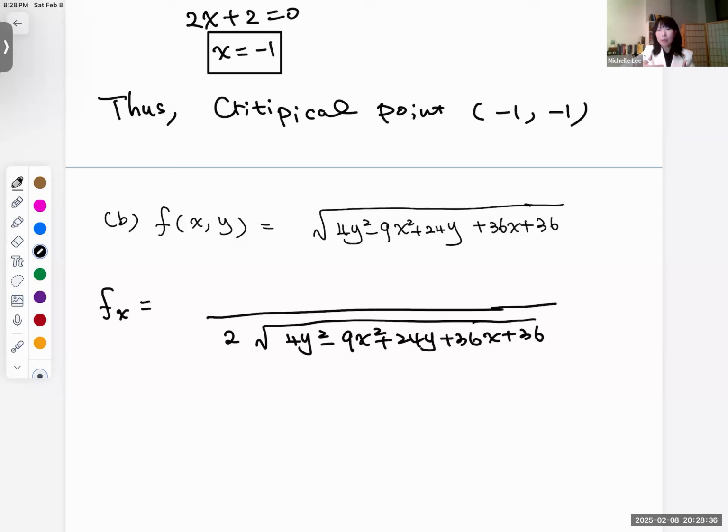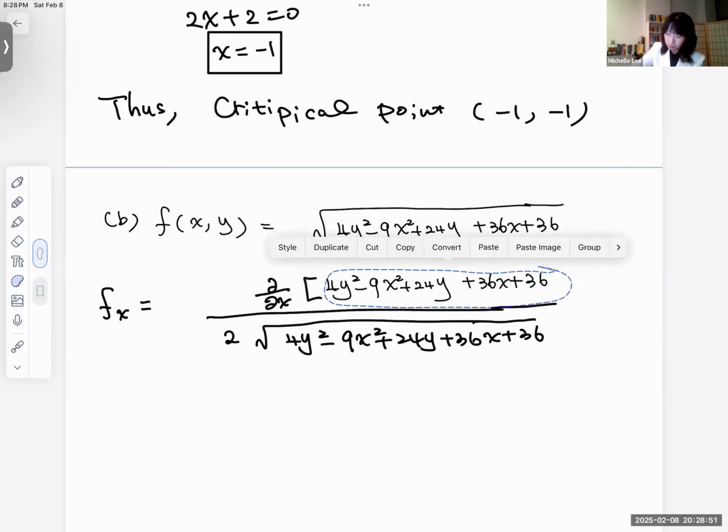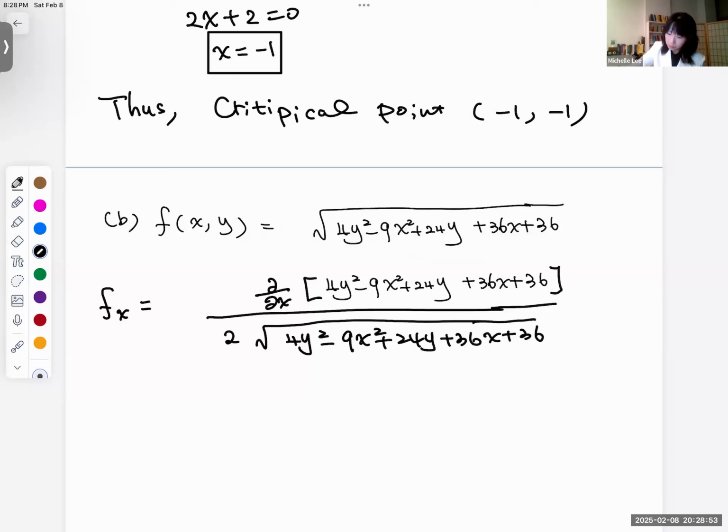So we do again, what's the derivative with respect to x? There will be negative 18x and plus 36, right?